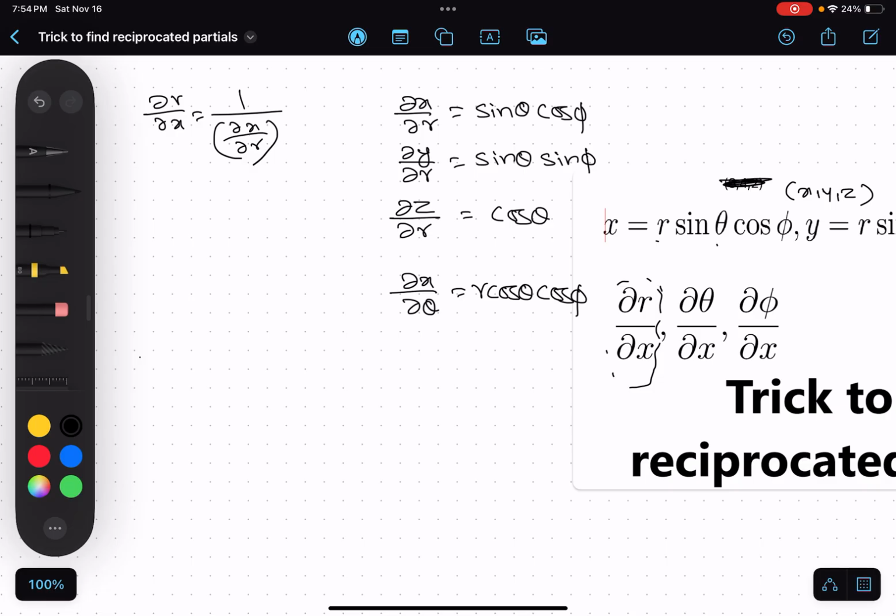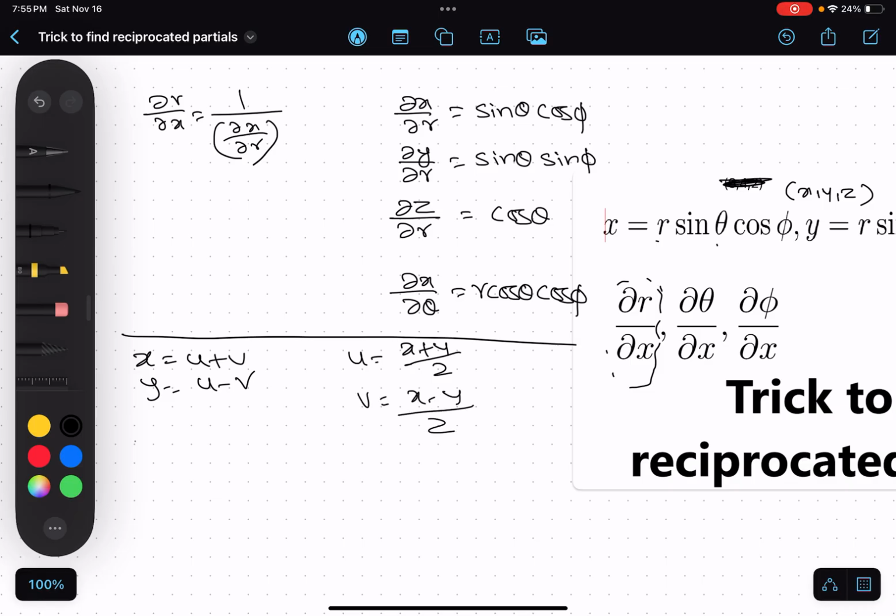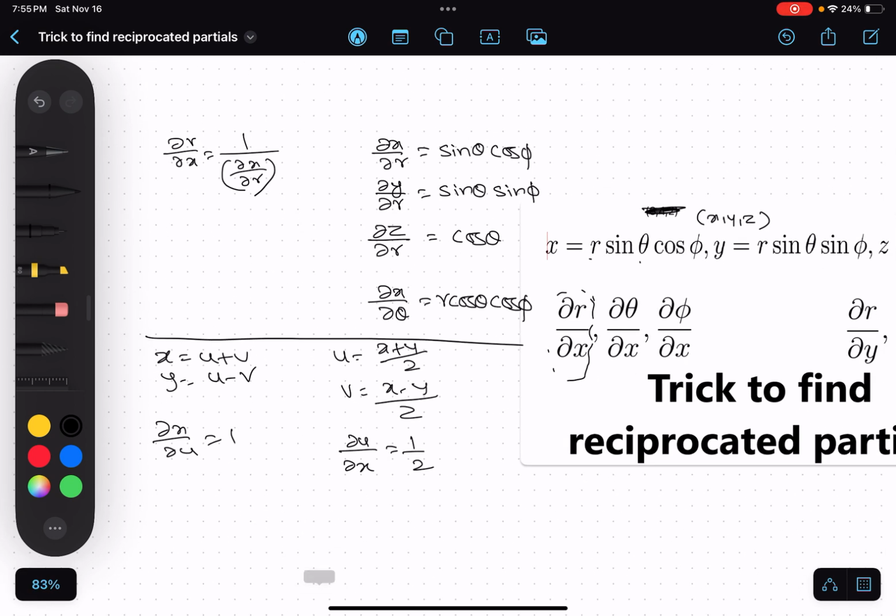I'll give an example. Let's say x is u plus v, y is u minus v. Let's say this is the equation that transforms xy coordinates to uv coordinates. Then u will be, if you sum these two, (x plus y) by 2, and if you subtract these two, v will be (x minus y) by 2. Now partial x by partial u will just be 1, but partial u by partial x is half. So you clearly see that they aren't equal. There are definitely equations that relate these two, which we will discuss about 5 or 6 minutes later in the same video.